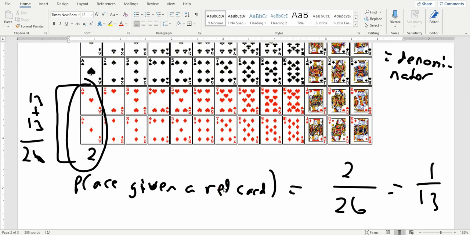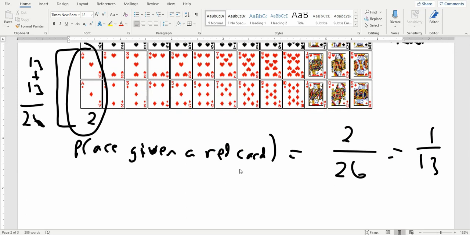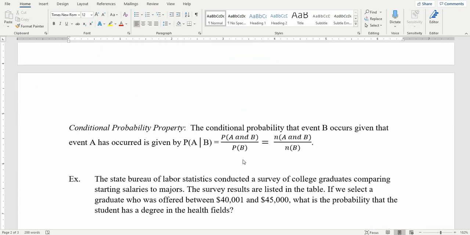Now, there actually is a formula. I'm using the word actually quite a bit. And that formula is this right here. Anytime you see this line, this represents the word given. So what's the probability of A given B? This part is the real formula: probability of A and B divided by the probability of B.